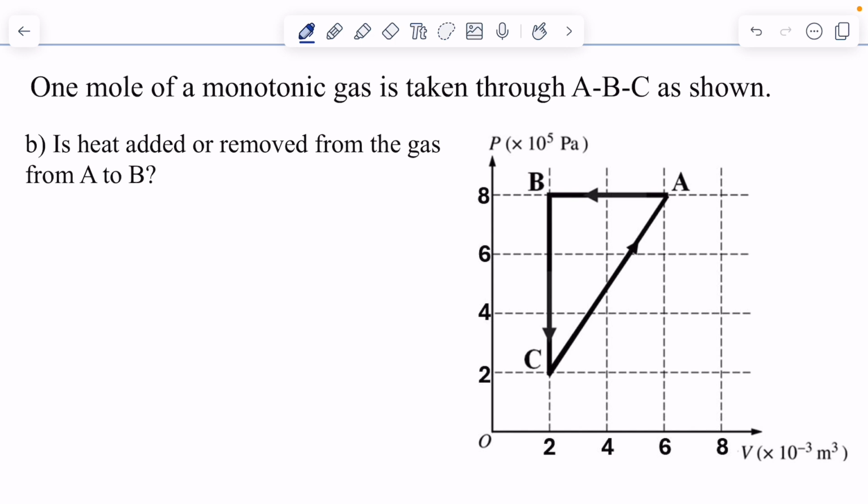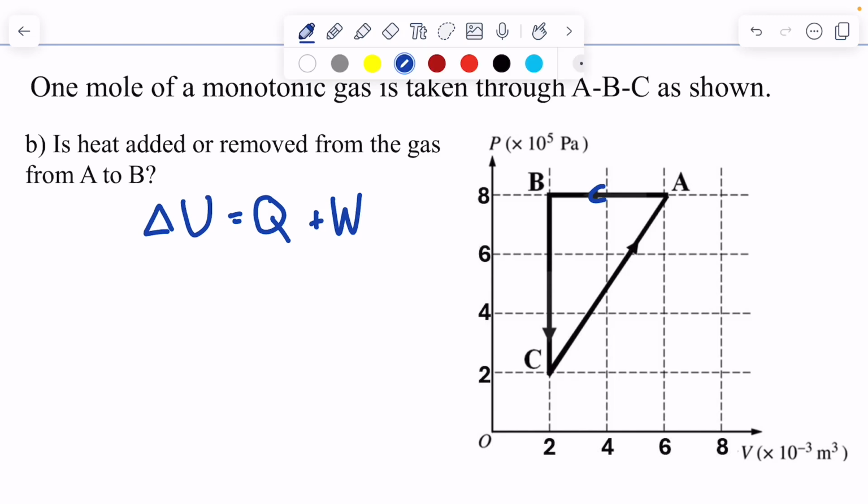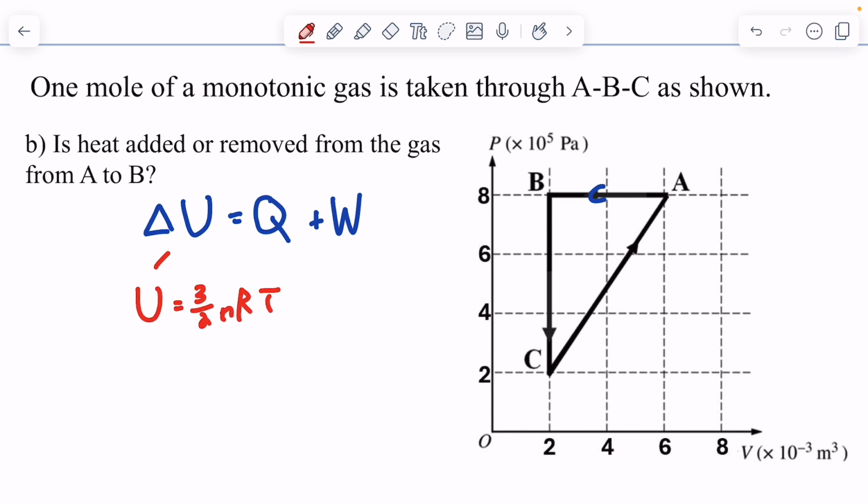The next part looks at the part of the cycle going from state A to state B, and it asks if in this process heat is added or removed. So the first law of thermodynamics says that delta U, the change in internal energy, equals Q, the heat added or removed during the process, plus W, which is the work done on or by the gas during the process. Now, since the amount of gas is fixed and internal energy is based on the amount of gas and the temperature, U here will be directly proportional to temperature, which is directly proportional to PV.